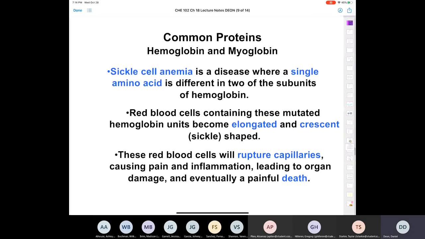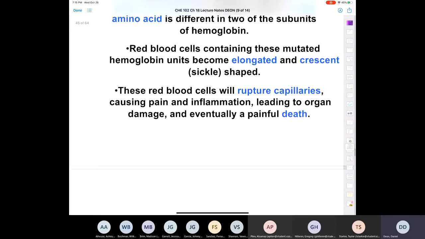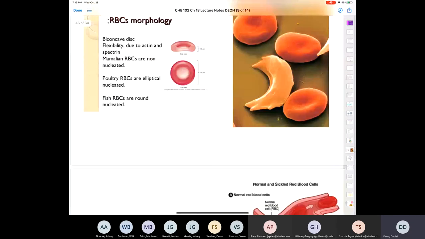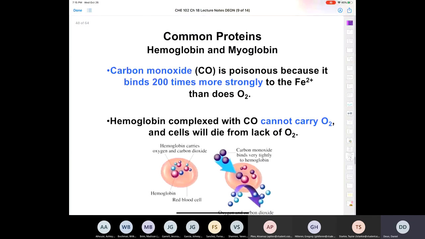If you've ever heard of sickle cell anemia, it's a disease that results in a single amino acid residue being different in two of the subunits of hemoglobin. So literally, you just change one amino acid residue. You just swap it out, and you end up with a disease. So you can imagine that the sequence of amino acids in our proteins is very important. Okay. Anyhow, I won't talk about that anymore. It's covered in one of my videos, and I go into more detail about that.